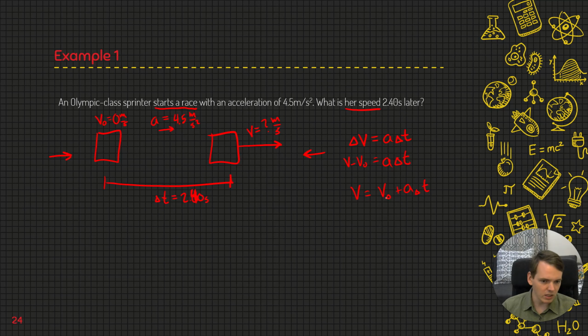V equals v naught plus a delta t, and this is where we're isolating our final variable, which we've done. So now we've got v equals v naught plus a delta t. Notice I haven't plugged in anything yet. Now that it's isolated, I get to plug things in.